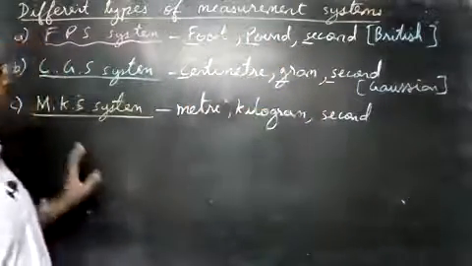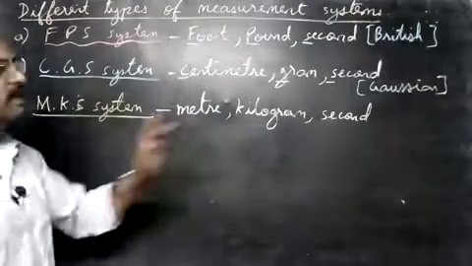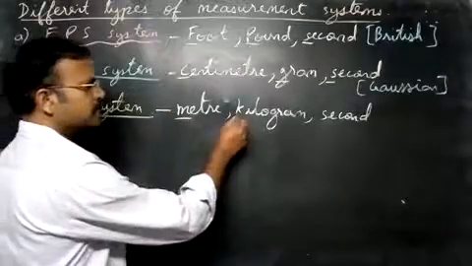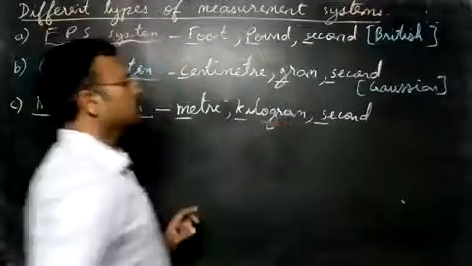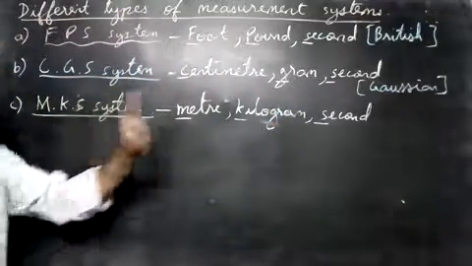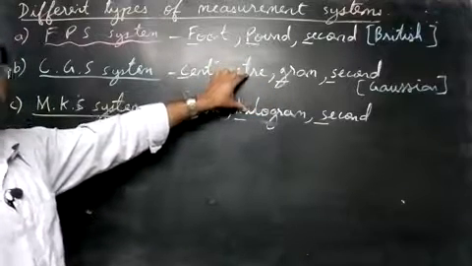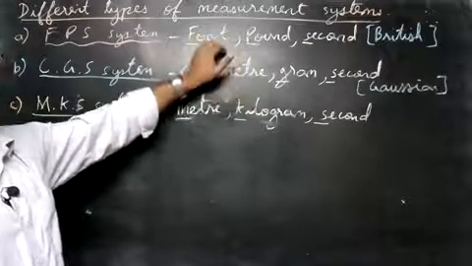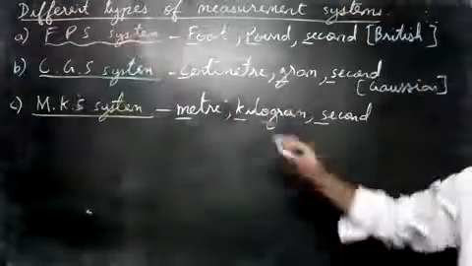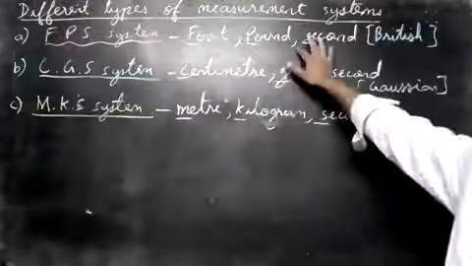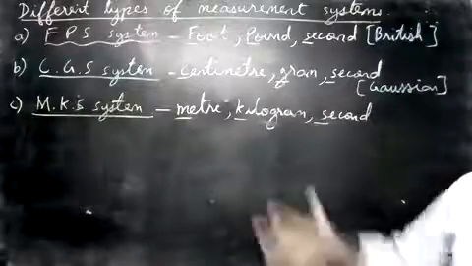Next we see the MKS system. MKS system stands for meter, kilogram, second. That means length is measured in meters, mass is measured in kilograms, and time is measured in seconds. So this is what is called the MKS system. If you notice, the MKS system and the CGS system are metric systems or decimal systems. But the FPS system is not a metric system. So these are the different types of systems. Some countries use the FPS system, some use the CGS system, some use the MKS system, and different scientists in the same country also use different systems.